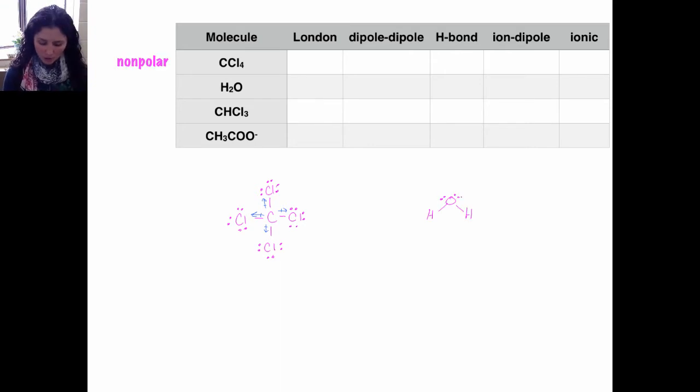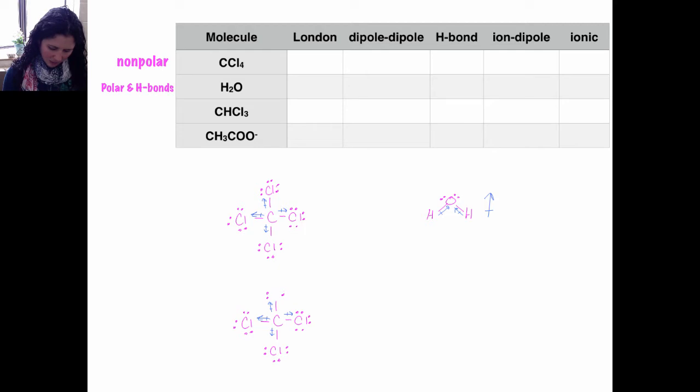This is the Lewis structure for water. Once again, we have polar bonds, this time between hydrogen and oxygen. These 2 dipole moment arrows do not cancel one another out because the molecular geometry around oxygen is bent. There's an overall dipole moment towards the oxygen and away from the hydrogens. This molecule is polar and is also capable of hydrogen bonding.